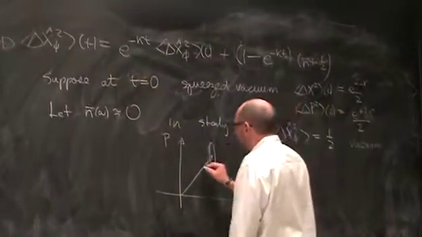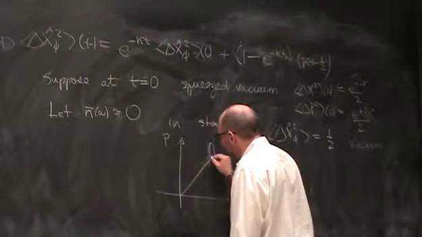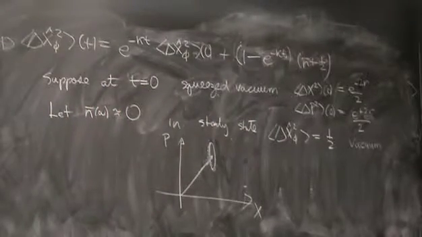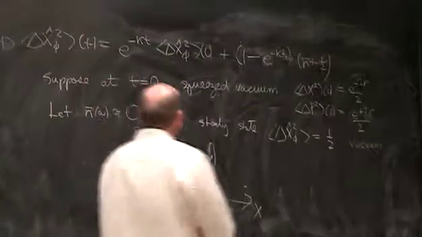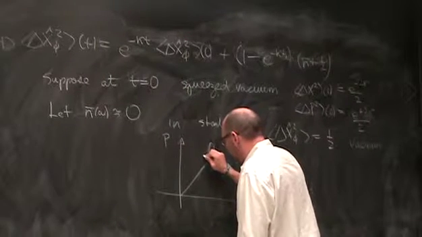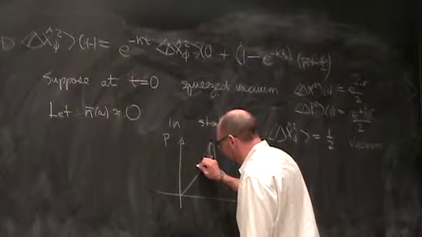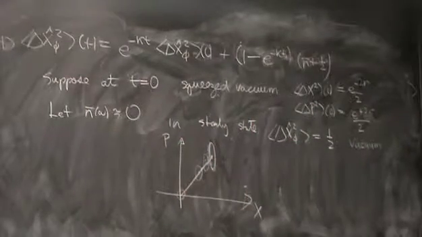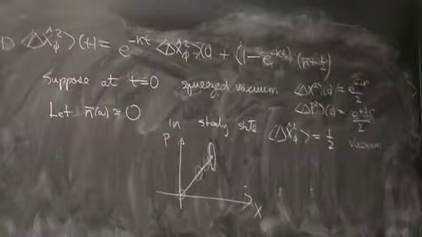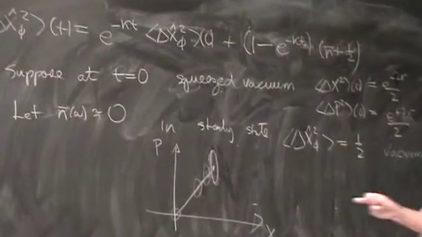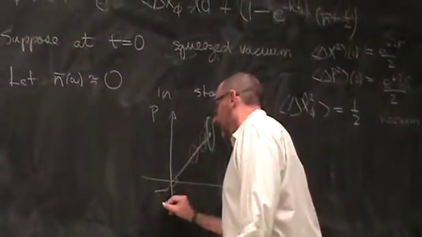Over time, the mean field will decay, with rate kappa over 2. And the fluctuations will be such that over time this nice squeezed state will get chubbier and a little bit chubbier. It's supposed to be at all times a minimum uncertainty state. I don't know if I draw it quite like that, but at the final time, it's the vacuum.